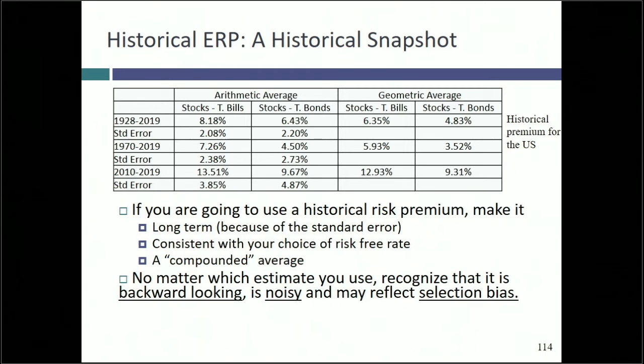So if you ask me to pick a number, I'm going to go with 4.83% as the historical risk premium from this table that I trust the most. But even that number that I trust the most comes with a standard error of 2.2%.